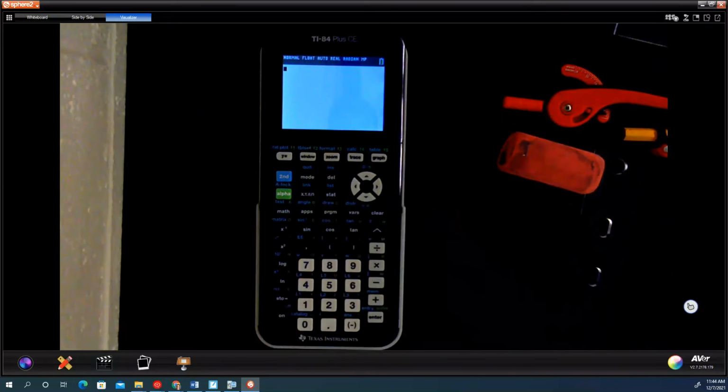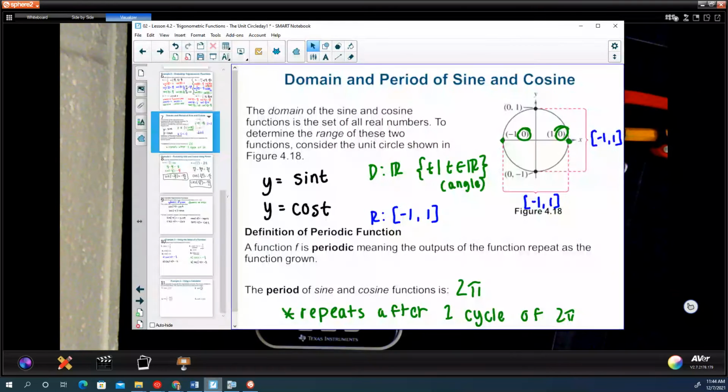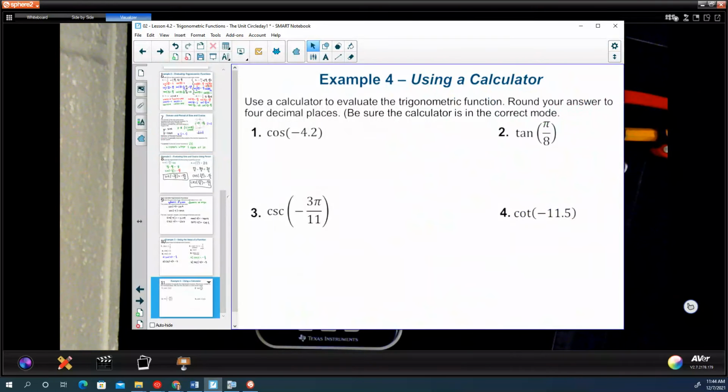Okay, let's do the ones from the note packet. Anytime you have an angle that's not on the unit circle, not a multiple of pi over 3, pi over 4, pi over 6, or one of those quadrantal ones, 0, pi over 2, all that good stuff. Something like this, negative 3 pi over 11, not on a unit circle. It's something like that you have to use your calculator for. This is technically in radians, negative 4.2. I know there's no pi, but anytime you don't see a degree symbol, we're measuring in radians.